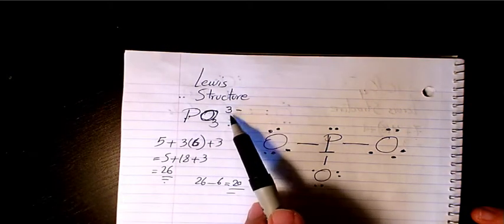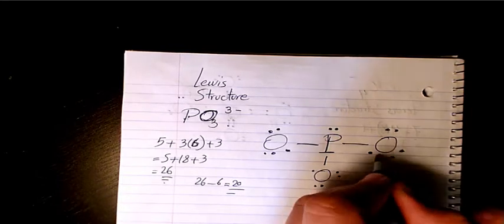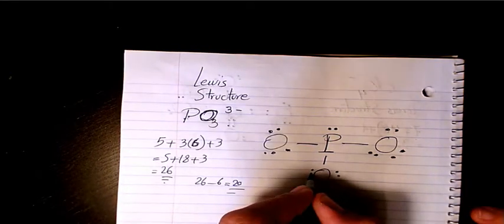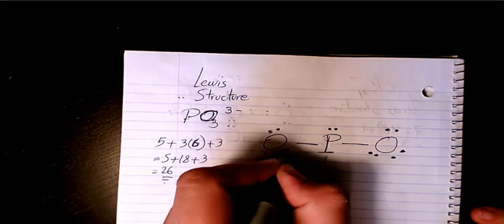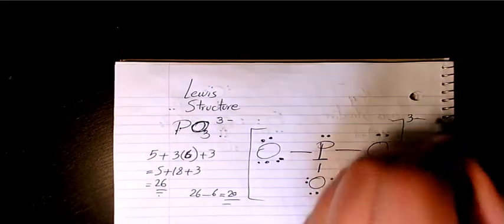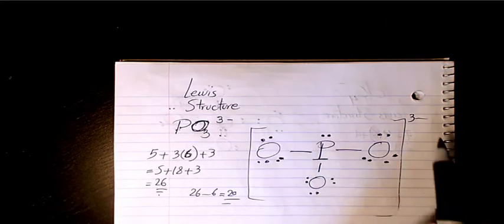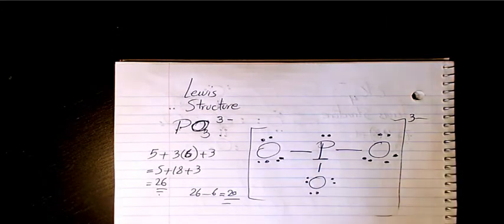So that's why we have -3 here. It means that we need to have 1 extra electron around each of these oxygen. So that makes it like that. So now the octet rule is valid. So I need to put the 3- in here, and that's going to be the Lewis structure for phosphite.